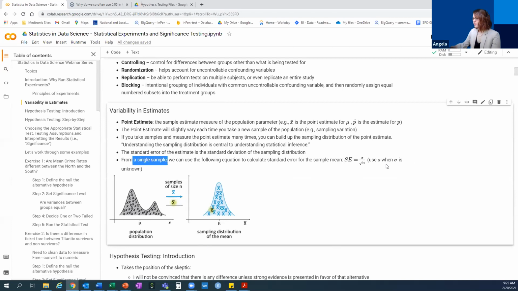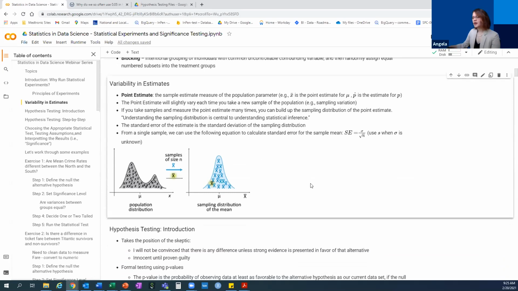If sigma, the population standard deviation, is unknown, which is most of the time in my opinion, you will use S in that position rather than sigma. S is your point estimate for the standard deviation. So the standard deviation of your data divided by the square root of the sample size of your data. All right, and that is variability in estimates. So going forward, when we talk about p-values, for example, we will be talking really in the context of the sampling distribution, not of the population distribution itself.